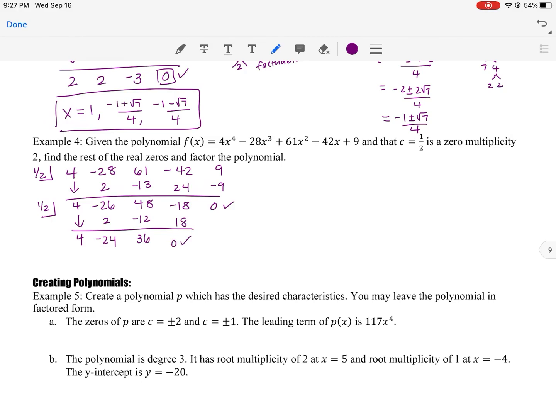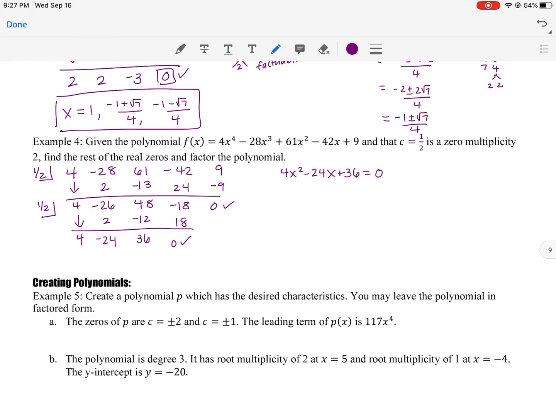Looking good, we got a 0 again. The quadratic we're left with then is 4x squared minus 24x plus 36 equals 0. So there's a couple of different ways to think about this, right? I could say, hey, that polynomial times x minus 1/2 squared is equal to my original.